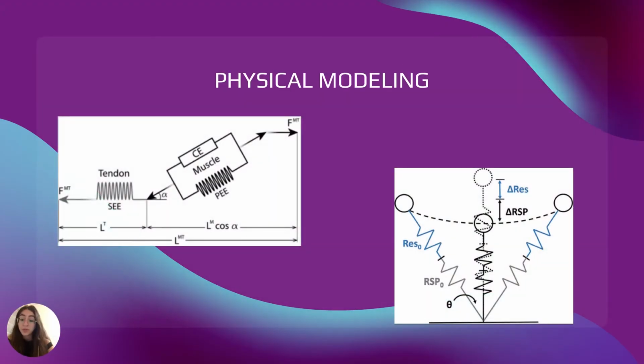Additionally, they can be modeled using springs and actuators to represent muscles and tendons, and using mass elements to represent bones and other body components that the musculoskeletal system supports.